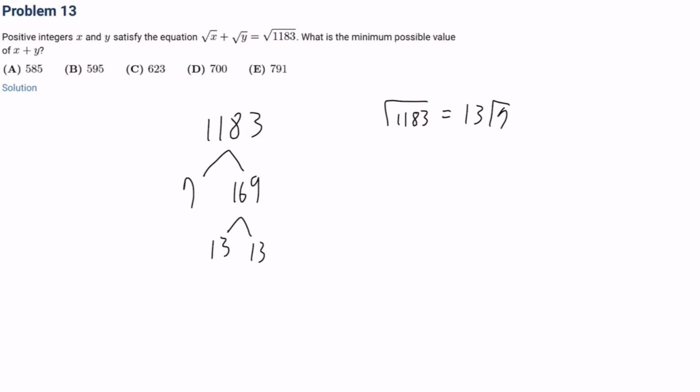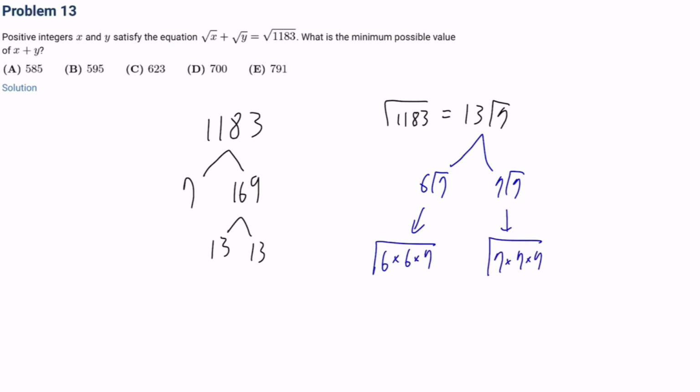So that means to get the minimum x and y, we need to split this as evenly as possible. Since x and y need to be integers, we are going to separate them as 6 root 7 and 7 root 7. 6 root 7 is root of 6 times 6 times 7. This is root of 7 times 7 times 7. Since this is x and this is y, and we want x plus y, this is going to be 7 times (6 squared plus 7 squared) equals 7 times 85, which is 595. And so that's our answer. It's B.